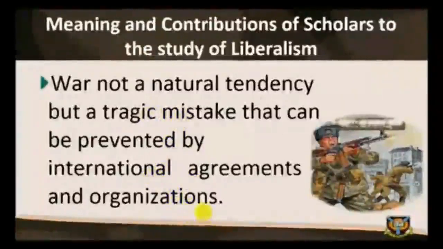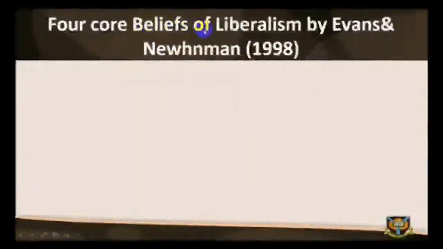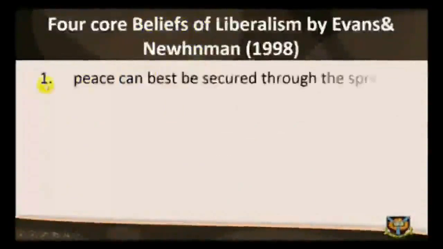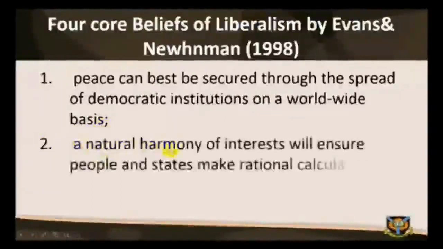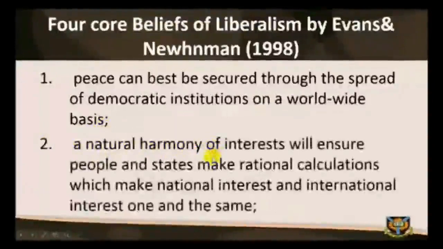For better understanding of liberalism, Evans and Newham, 1998, summarized the 4 core beliefs of classic liberalism in international relations as including the following. 1. Peace can best be secured through the spread of democratic institutions on a worldwide basis. 2. A natural harmony of interest will ensure people and states make rational calculations which make national interest and international interest one and the same.